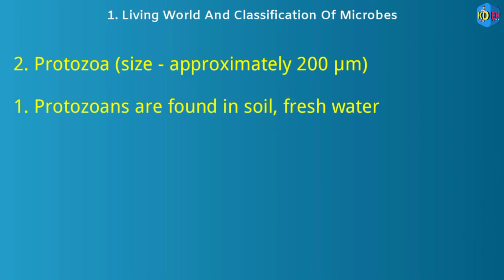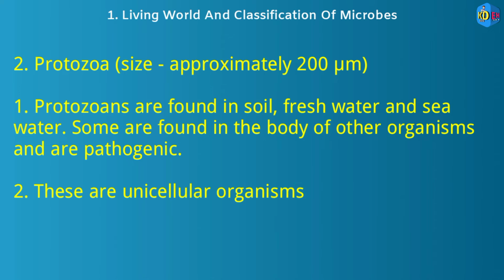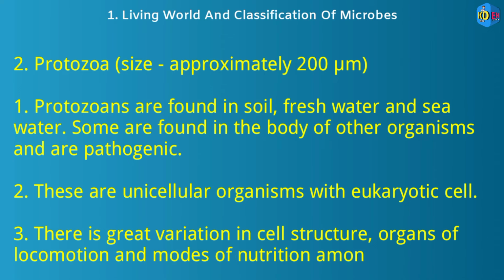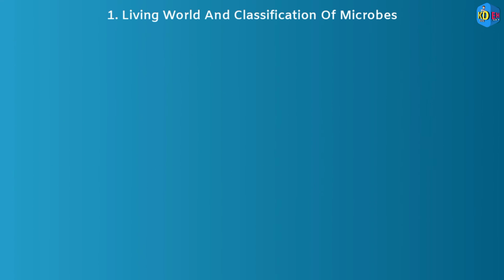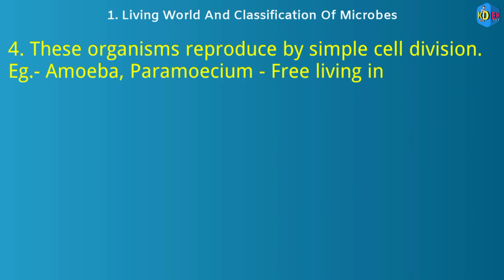Second, protozoa. First, protozoans are found in soil, fresh water and sea water. Some are found in the body of other organisms and are pathogenic. Second, these are unicellular organisms with a eukaryotic cell. Third, there is great variation in cell structure, organs of locomotion and modes of nutrition among protozoans. Fourth, these organisms reproduce by simple cell division.